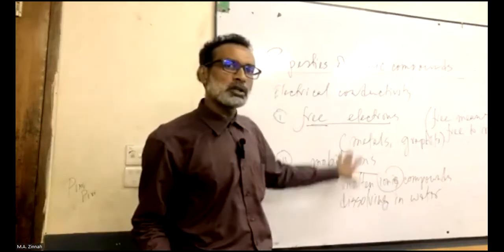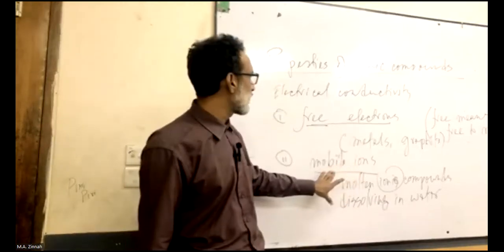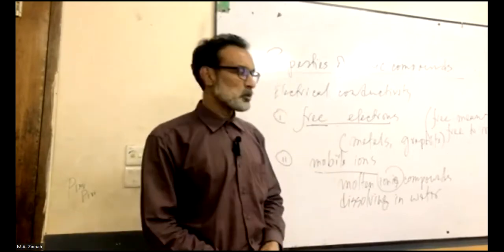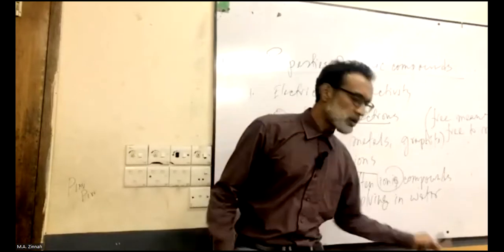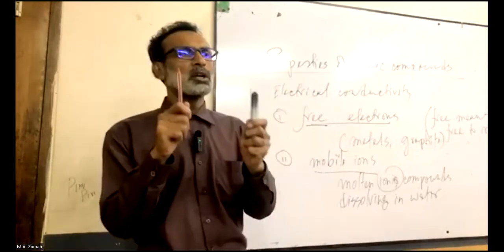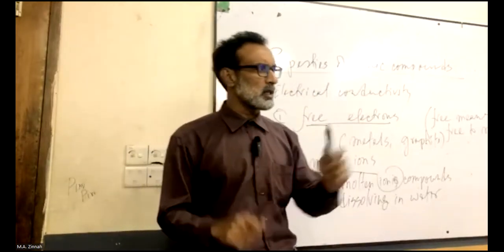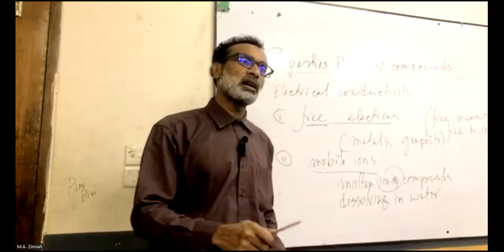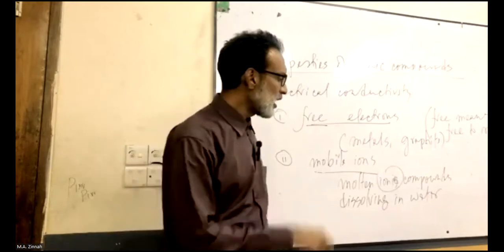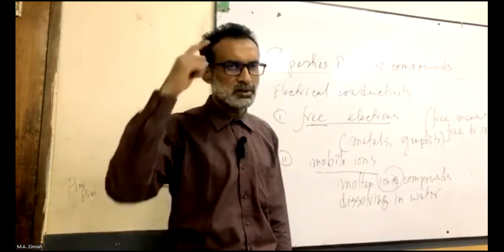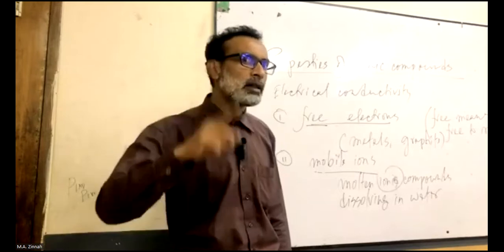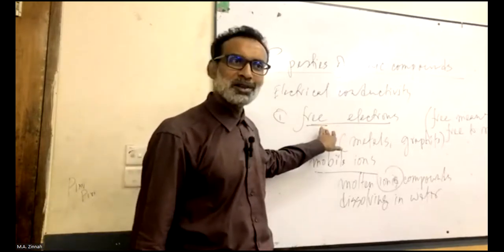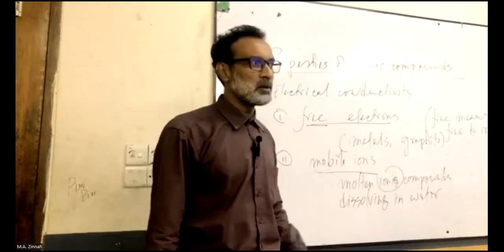So are you clear about these two types of substances you expect to have? Free electrons and mobile ions for good conductivity of electricity. I started with these two substances. I told you, suppose one of them is a good conductor, another is a poor conductor. There are many examples. And whenever you get a substance that is a good conductor of electricity, you must think this substance either has free electrons or mobile ions.